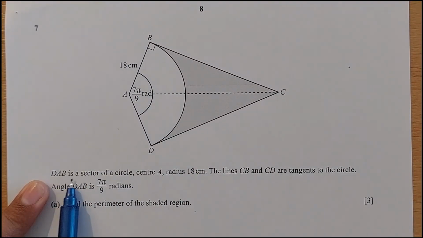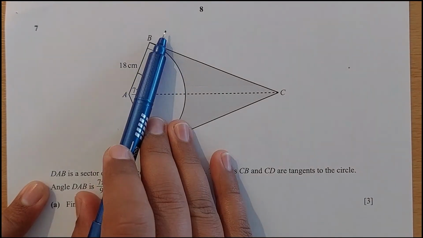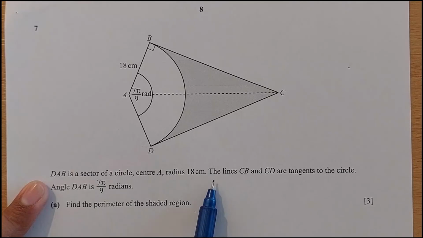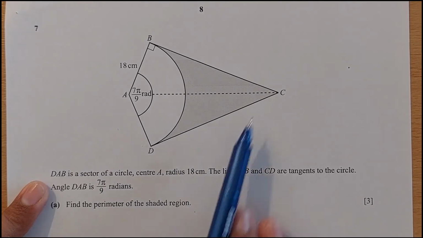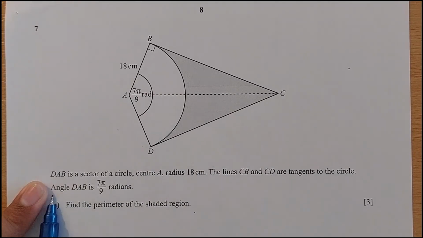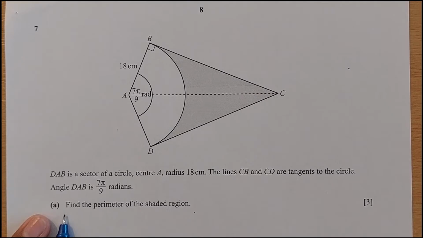DAB is a sector of a circle, center at A, radius is 18 centimeters. Means AB is 18 and AD is 18, right? Line CB and CD are tangents to the circle. Angle DAB is 7 pi by 9 radians. Now for part A, find the perimeter of the shaded region.